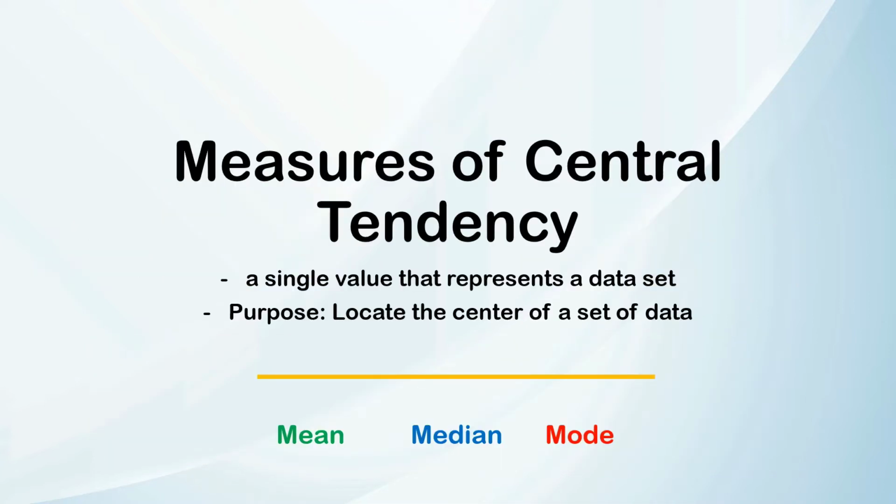So for now, let's focus on the measures of central tendency. When we say measures of central tendency, you are looking for a single value that will represent a data set. So in measures of central tendency, you are just looking for a single value. And your purpose here is to locate the center of a set of data. So again, the three measures of central tendency are mean, median, and mode.